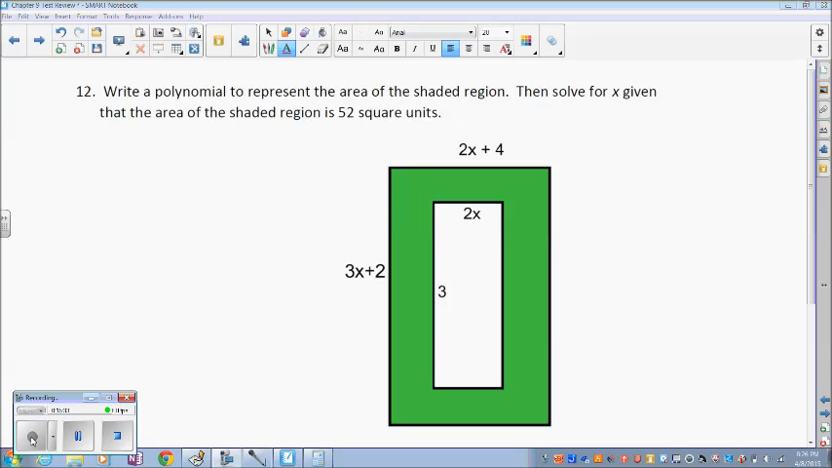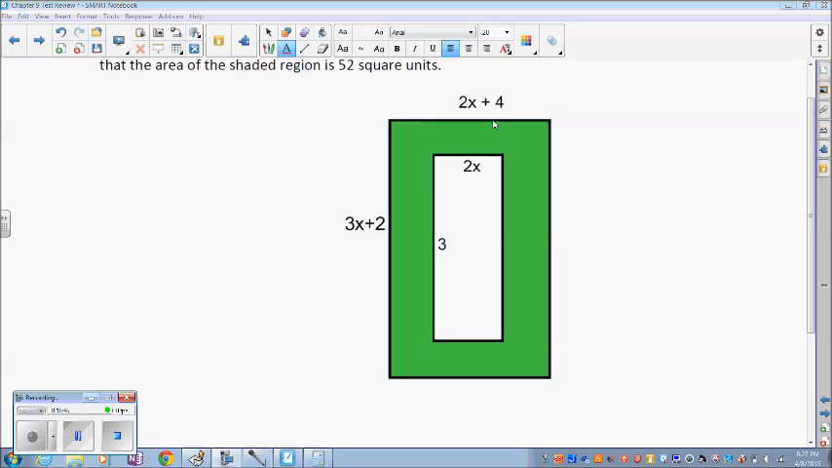Number 12, write a polynomial to represent the area of the shaded region. Then solve for x, given that the area of the shaded region is 52 square units. We're not going to worry about that second part right now. We're just going to worry about getting the area of the shaded region.